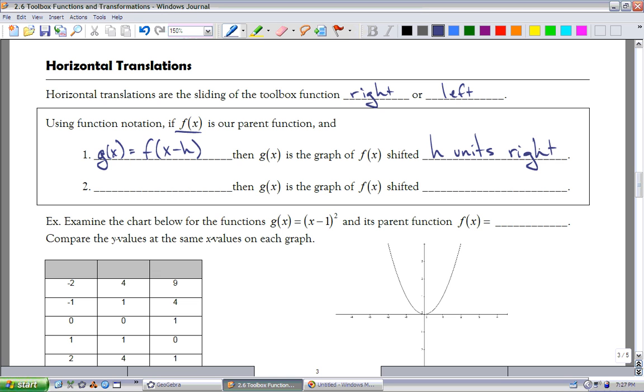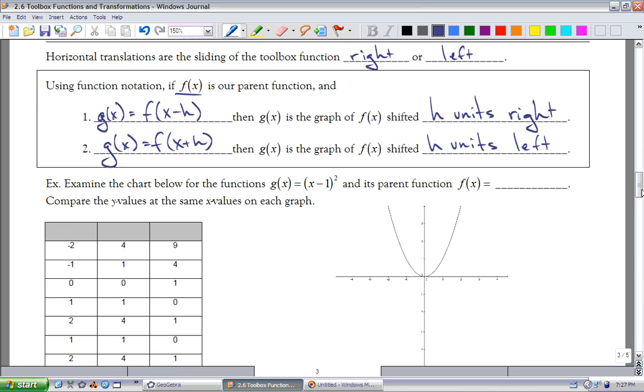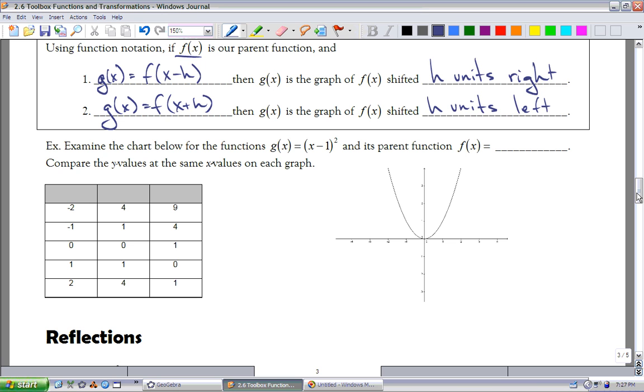Okay? Sometimes people have a hard time dealing with this because it's x minus h, and it shifts it to the right. That's how it shifts it. We'll look at that here in a second. If g of x equals f of x plus h, then g of x is the graph of f of x shifted h units left. Okay? So let's take another look at this example here.